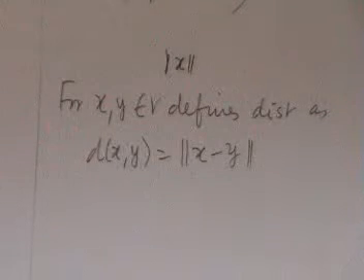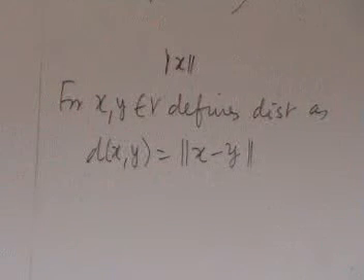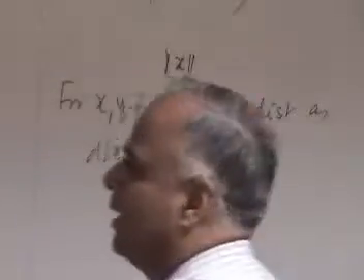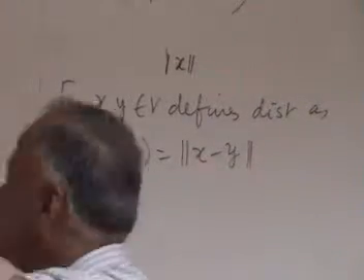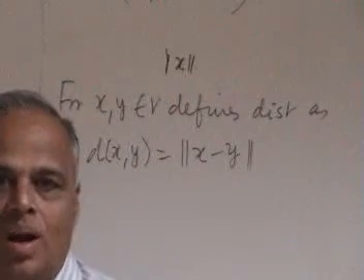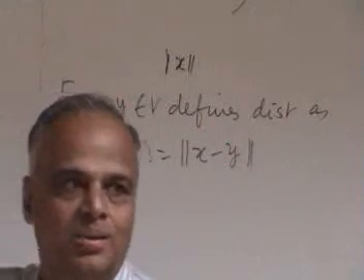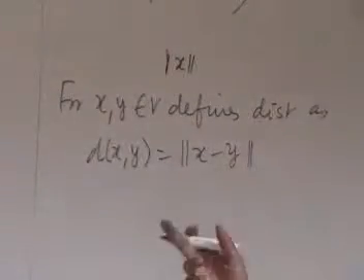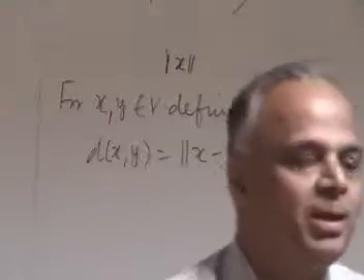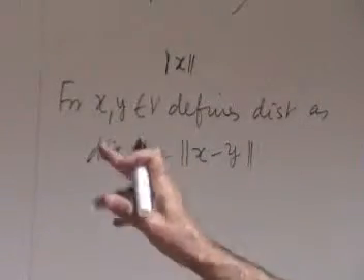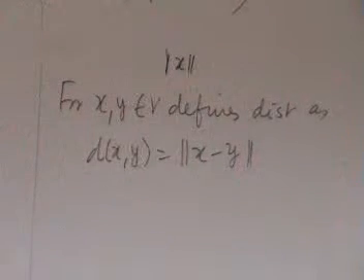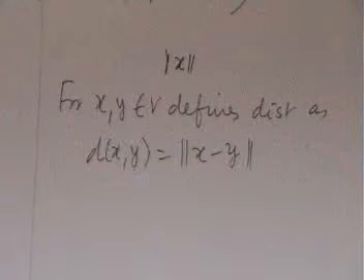Now this satisfies all the requirements. It's non-negative because the norm is non-negative. The distance is 0 if and only if the length is 0, and the norm is 0 if and only if the vector is 0. So only when x is equal to y will the distance be 0. And it is symmetric, d(x, y) equal to d(y, x), because y minus x pulls out a minus 1, and when you pull constants out of the norm, they come with absolute value.